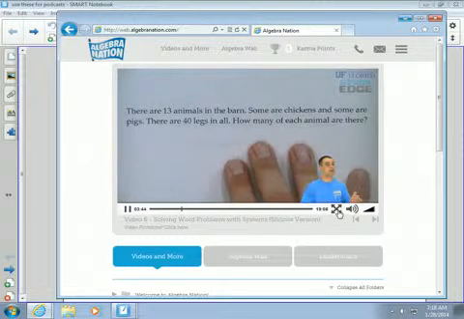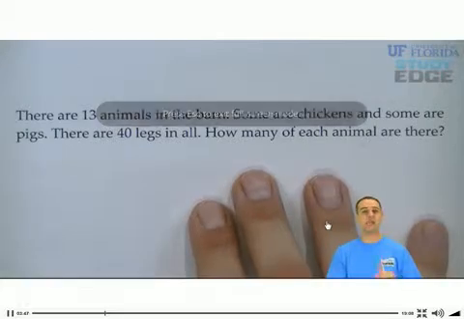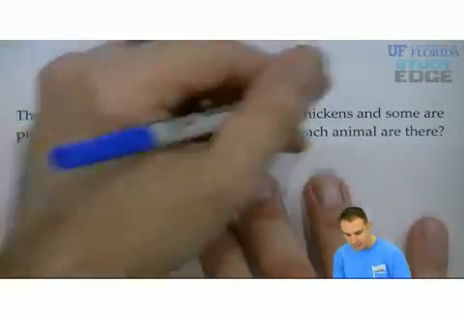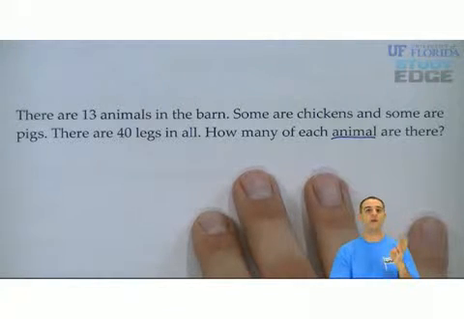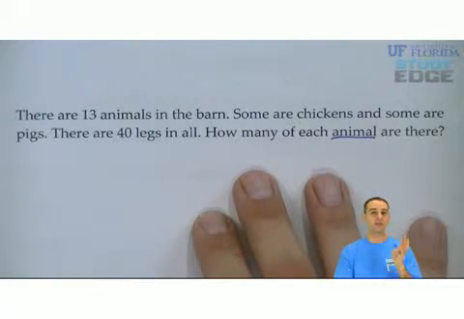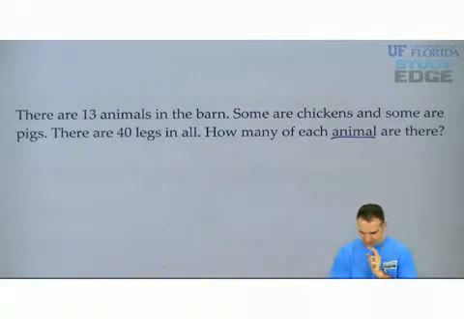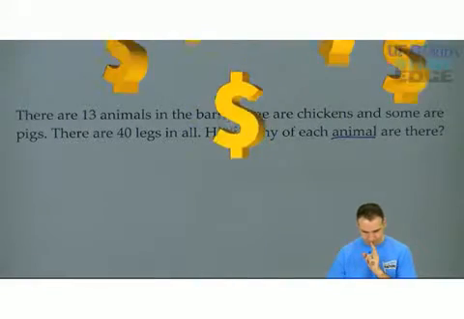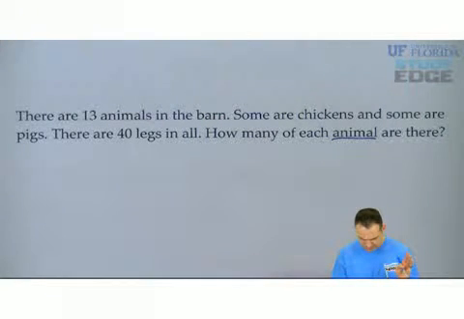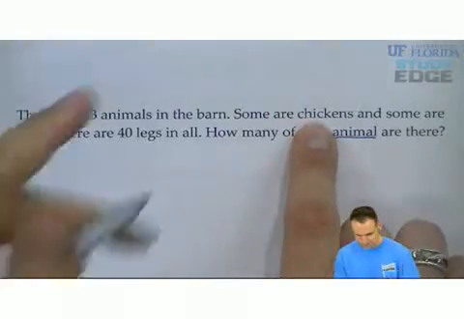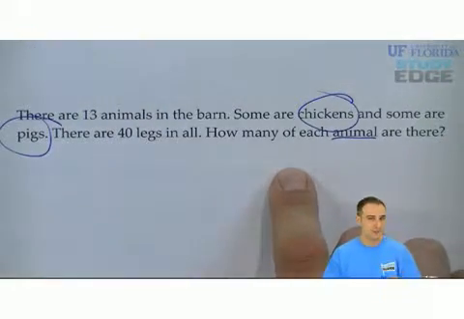Some are chickens, some are pigs. There are 40 legs in all. How many of each animal are there? So, we all know about animals in this case. What are our 2 variables? What 2 items are we actually going to write equations for? Let's see. It is... No, it's not money this time. It is chickens and pigs. What's the first thing you should look for?